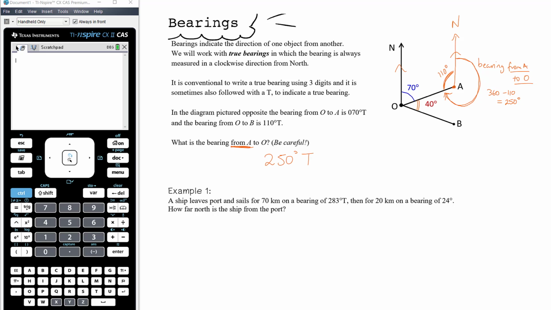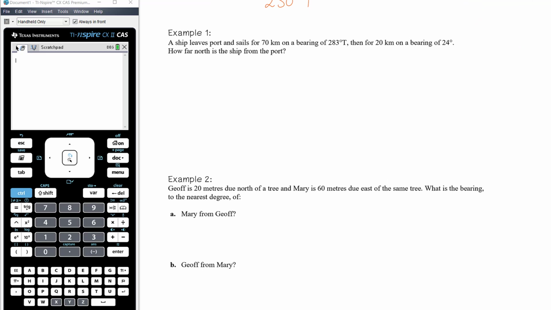Okay. All right, let's have a look at some examples. A ship leaves port and sails for 70 kilometres on a bearing of 283 degrees true, and then for 20 kilometres on a bearing of 24 degrees. How far north is the ship from the port?